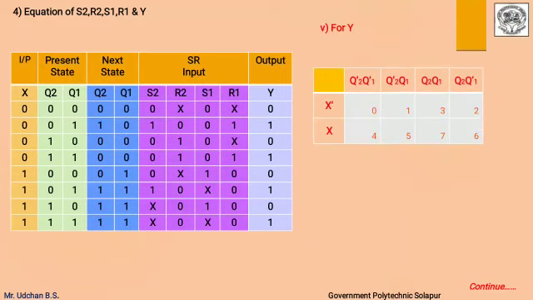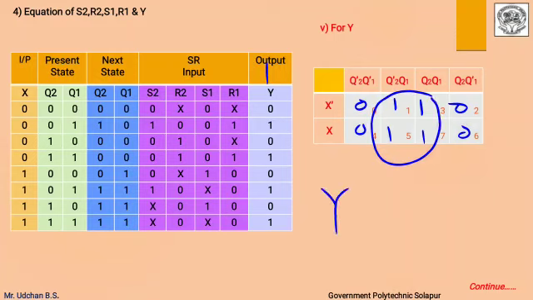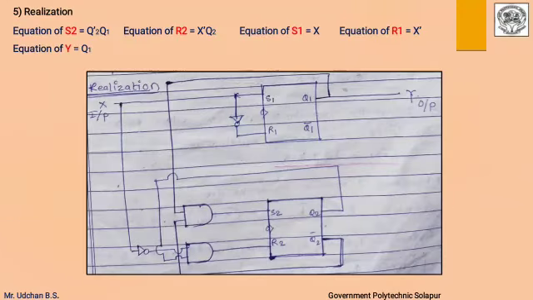Similarly, enter the values of y for getting its equation: 0 1 0 1 0 1 0 1. Here I can get this group. So the value of y will be q1. So using the equations of S2 R2, S1 R1 and y, I can realize the sequential circuit in which S and R flip-flops are used as a memory element.